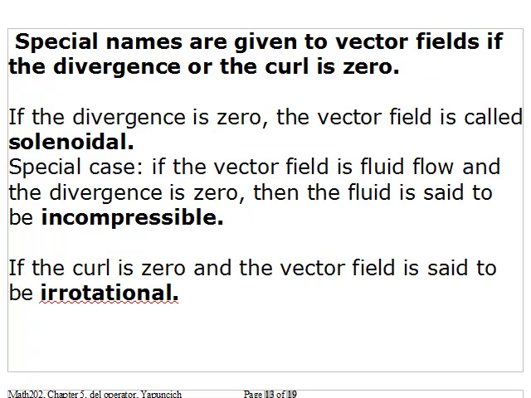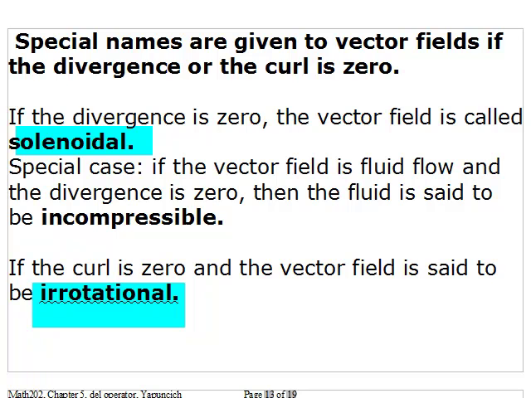Vector fields, vector functions, vector fields, because that's what we're talking about, not the parametric equations. I just want to mention that for review. We're talking about vector fields. If this vector function has a divergence of 0, the vector field is called a solenoidal field. If the curl is 0, it's said to be irrotational.